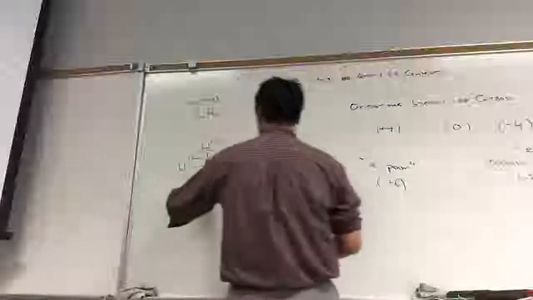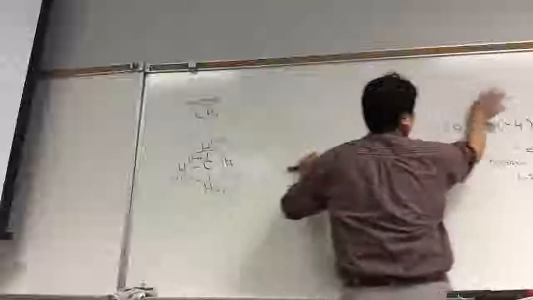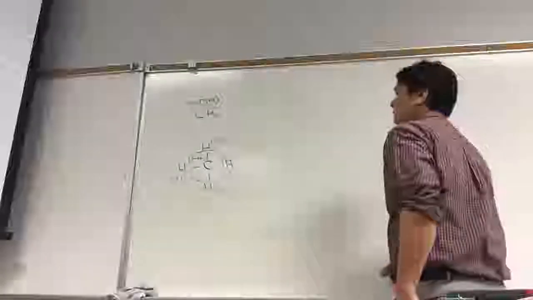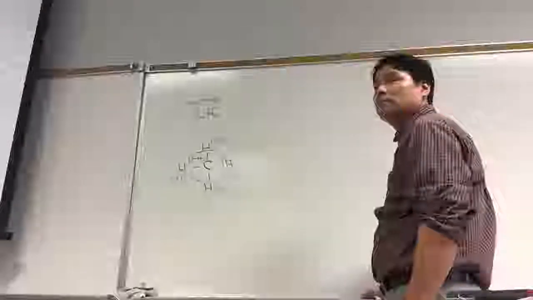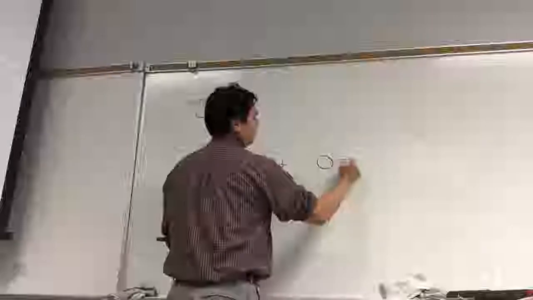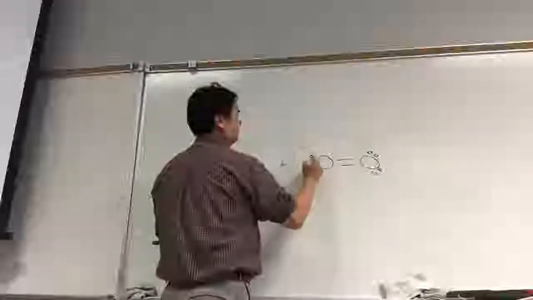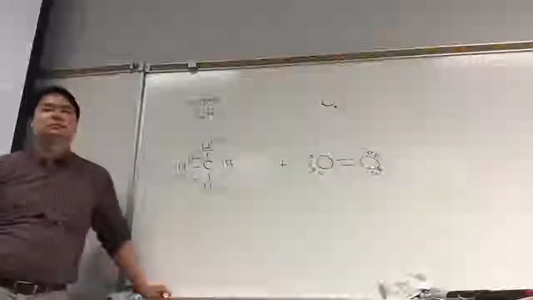Electron rich species are what we call reducers, or fuels. Electron poor species are oxidizers. Well, if you think about an oxidizer, what is this called here? What's this molecule called? Methane. And what's this called? Oxygen.